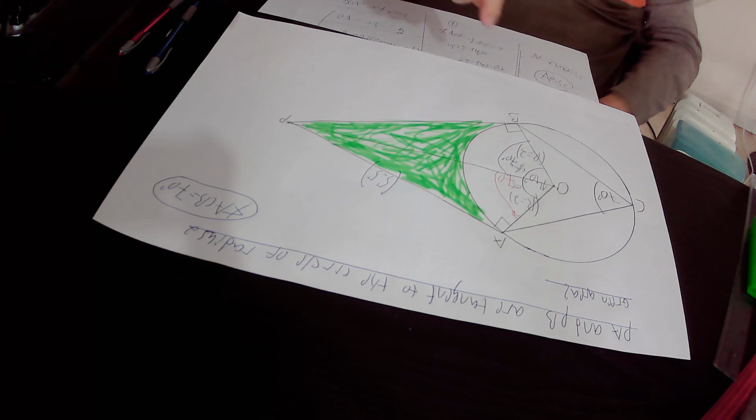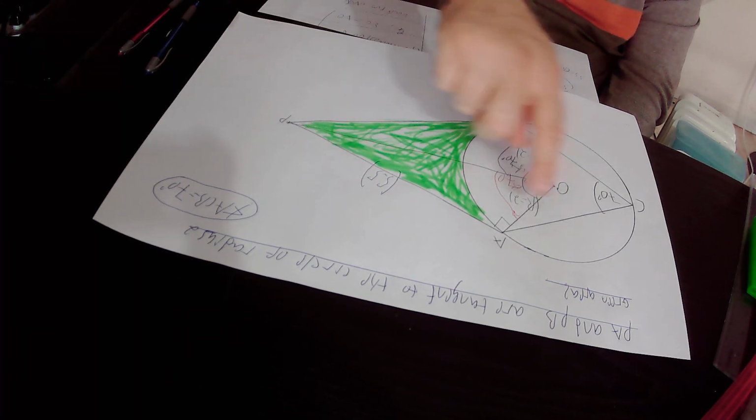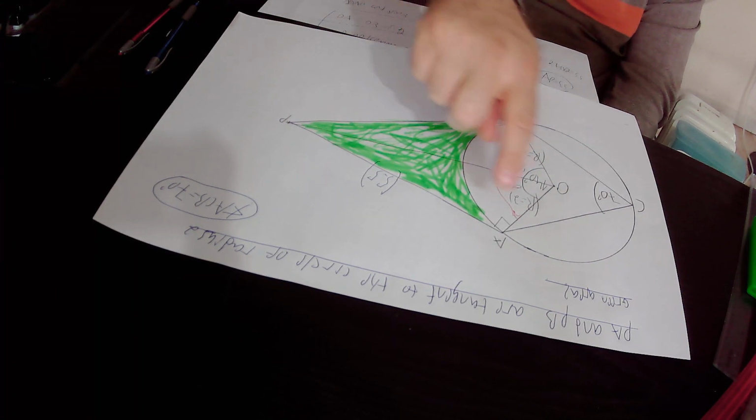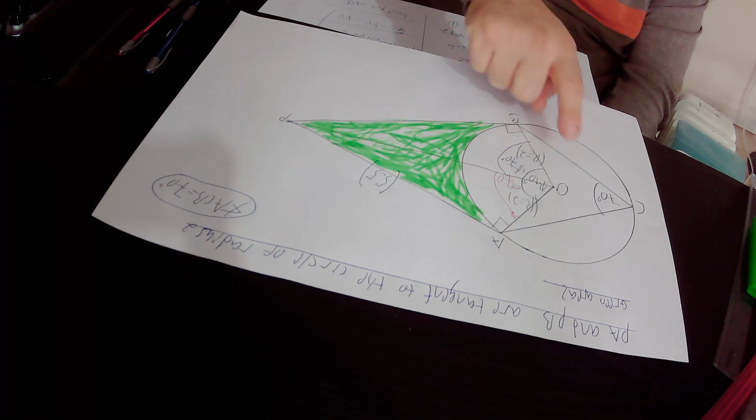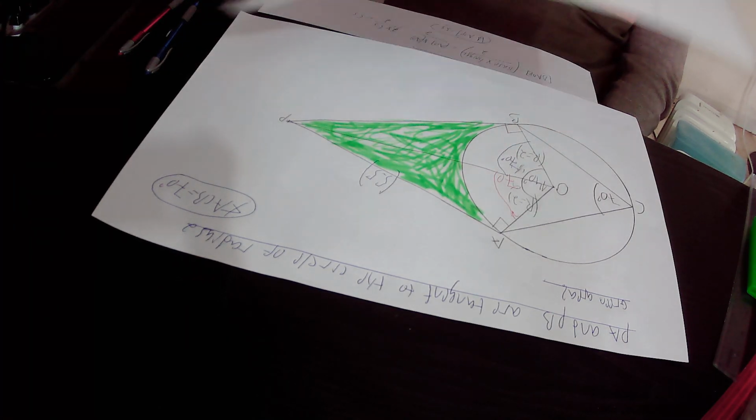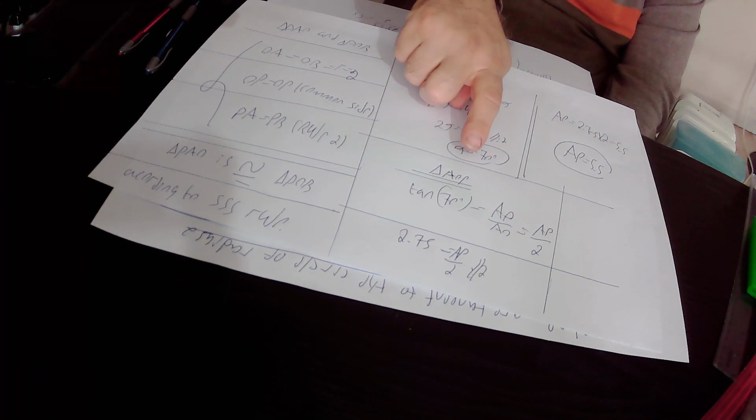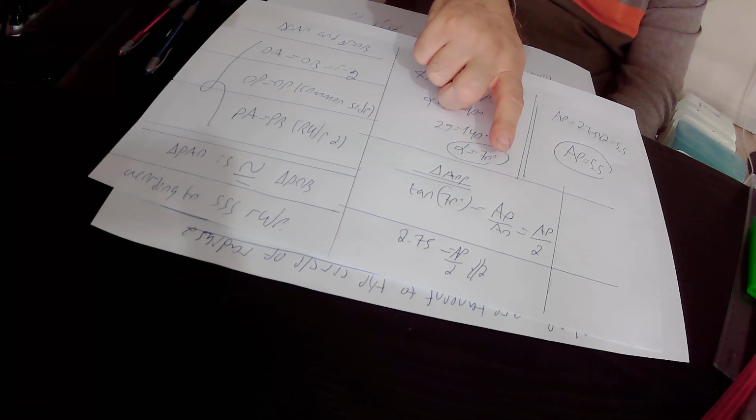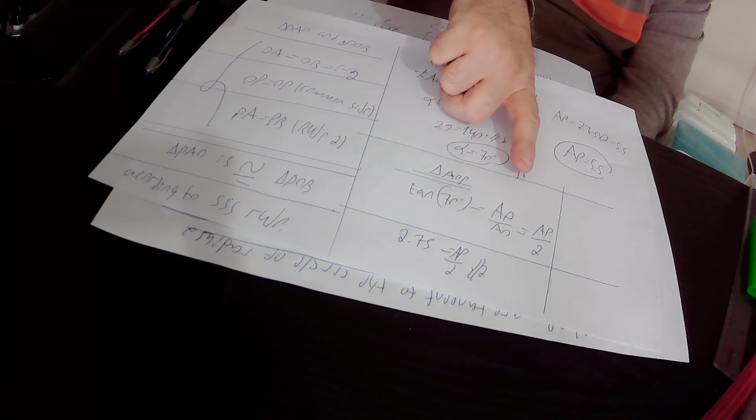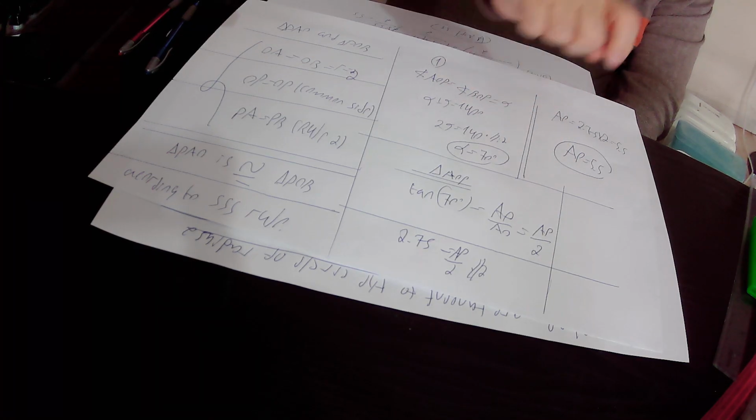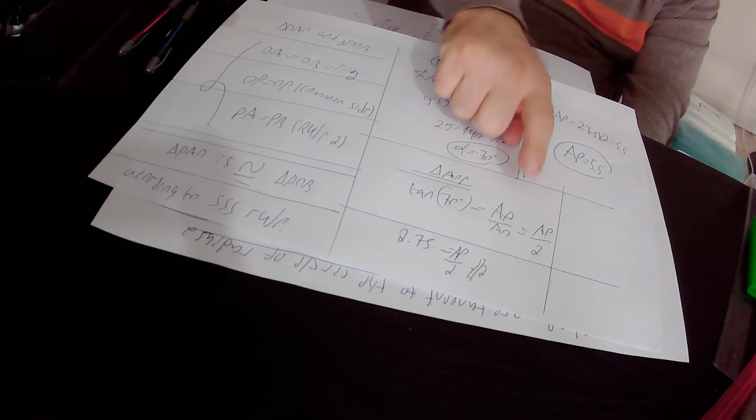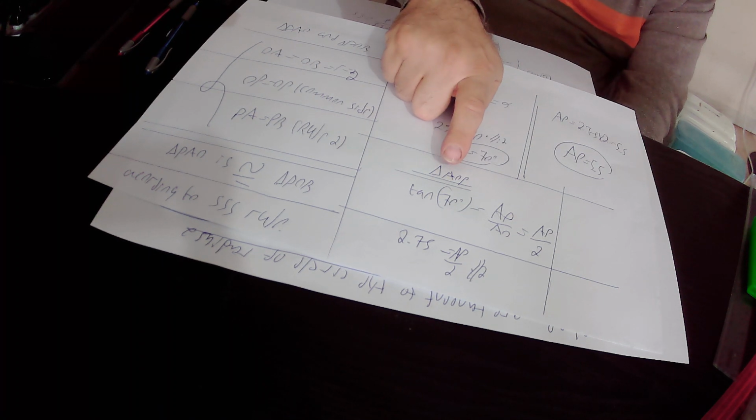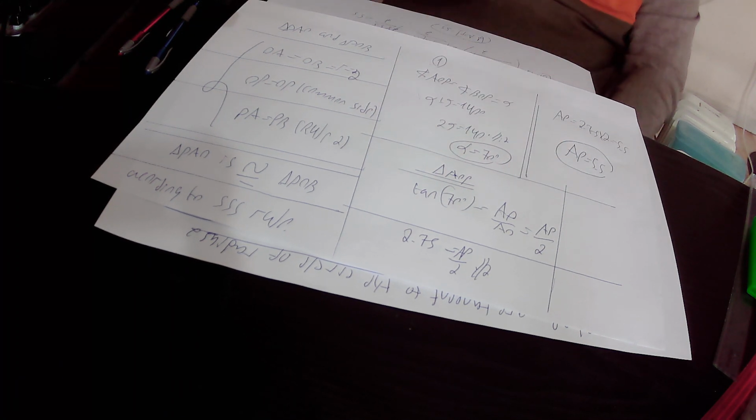Then we focused on the upper right triangle, triangle AOP. In the right triangle AOP, tangent 70 degrees equals AP over AO. AP is the missing side, so we leave it as it is, over AO. AO is the radius of the circle that is equal to 2, so we substitute AO by 2. In conclusion, we found out that tangent 70 degrees equals AP over 2.